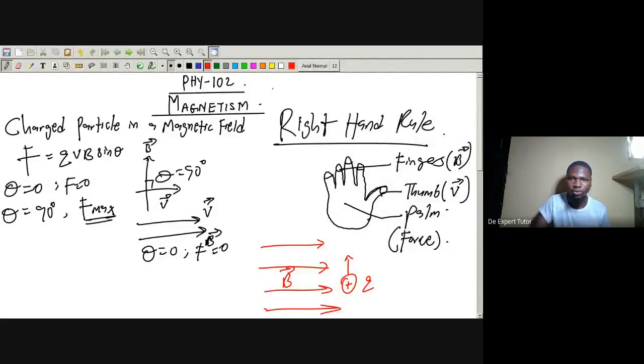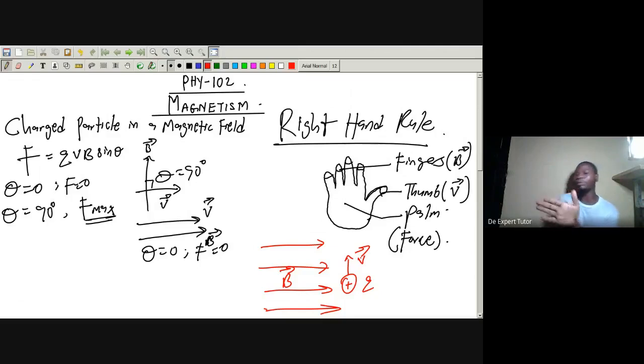Now pay attention to something. I want to know the direction of the force. How do I do it? Look at where I'm going to position it. Don't forget, my thumb will show the direction of the velocity, v. So my thumb must be upward. Just make sure your thumb is facing upward. Now, your fingers must point in the direction of the magnetic field.